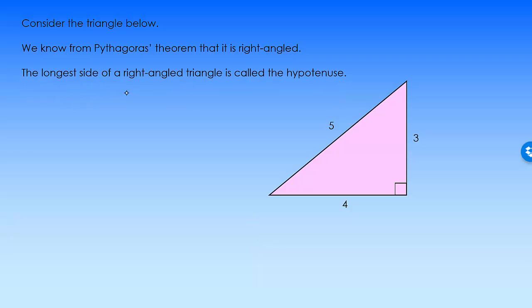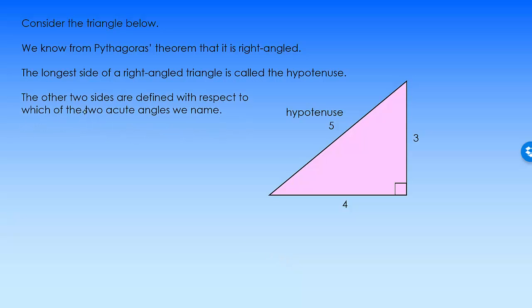The longest side of a right-angled triangle is called the hypotenuse. So we'll label this one here as the hypotenuse. The other two sides are defined with respect to which of the two acute angles we name. So we have a right angle here and the other two angles are acute. So what I'm going to do is I'm going to name this one A.